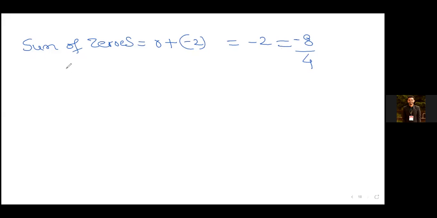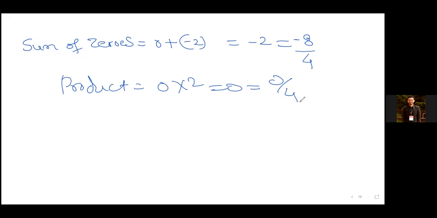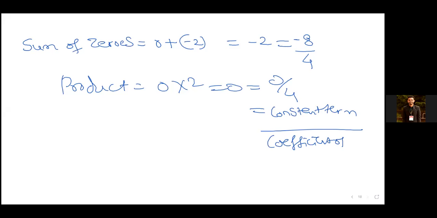Wait. Then product is 0 into minus 2, which is 0, or 0 upon 4. This is the constant term by coefficient of u square.